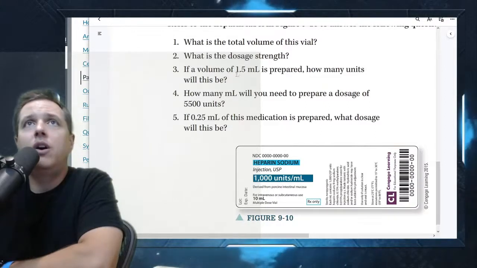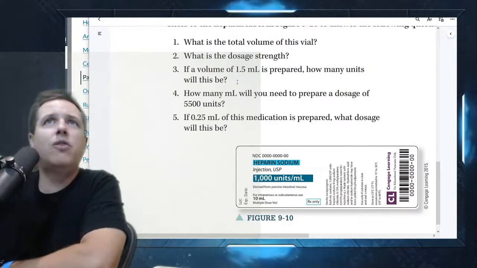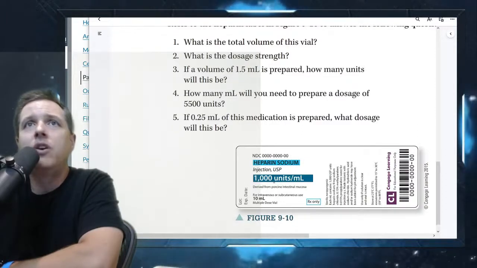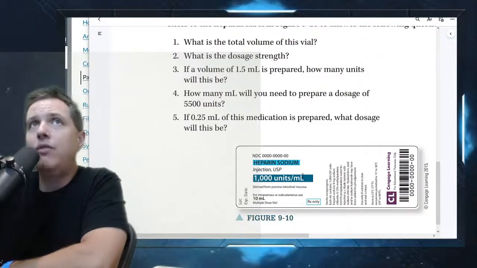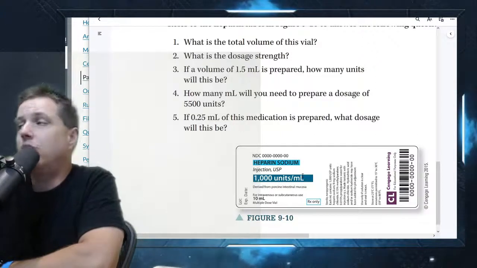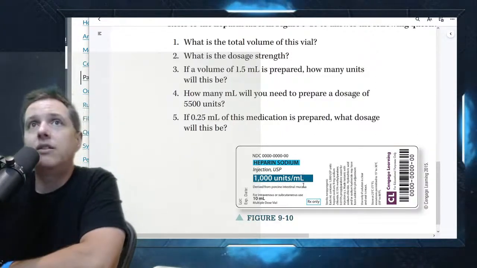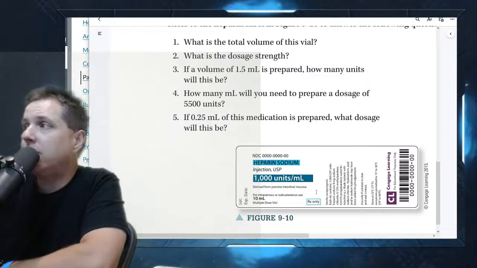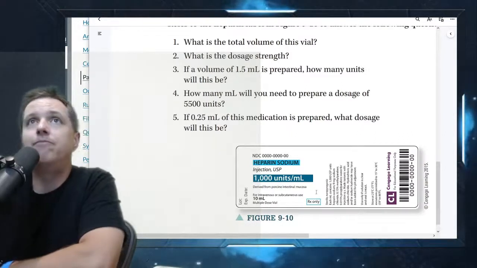If a volume of 1.5 milliliters is prepared, how many units will this be? Well, if it's 1,000 units per milliliter, then 1.5 milliliters should give you 1,500 units, because 1.5 times 1,000 is 1,500.